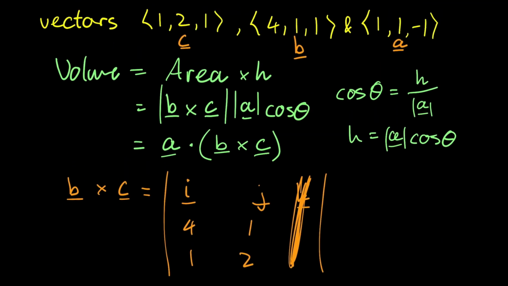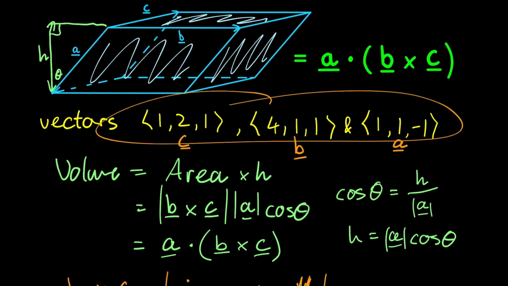And that is the volume of the parallelepiped that is defined by the vectors A, B, and C as shown on screen.